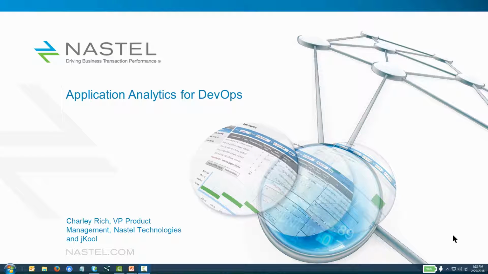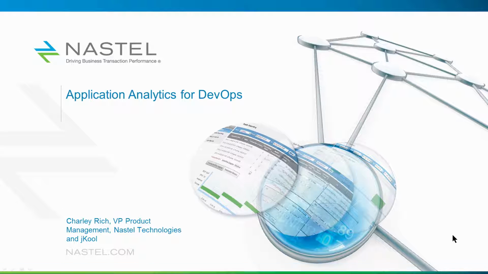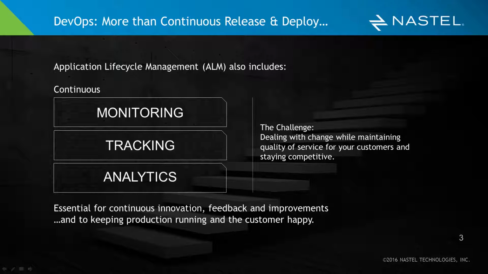My name is Charlie Rich, and I'm responsible for product management at Nastel Technologies and jKool. DevOps is often spoken about as continuous release and deploy, but it's actually quite a bit more than that. In fact, in some companies, it's even impossible to do continuous release and deploy due to compliance, regulations, and policies in those firms. But let's look at DevOps from a broader perspective.